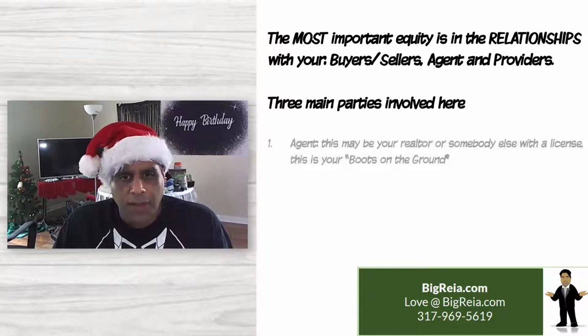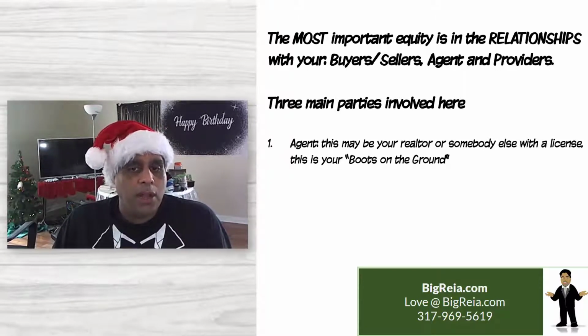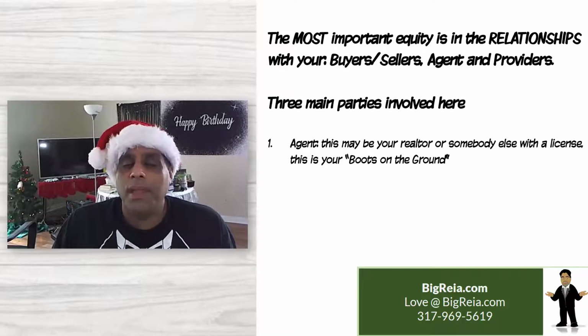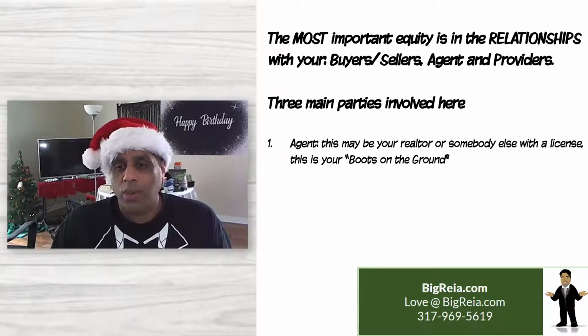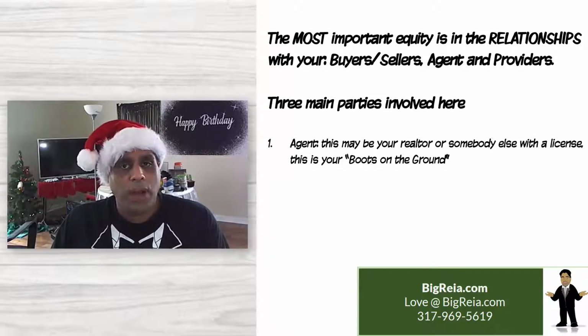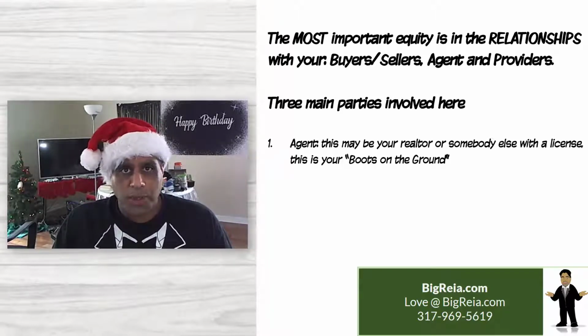3 main parties involved here. Agent: it could be a realtor, maybe it's your realtor, but it's somebody that has a real estate license. So it could be your property manager as well, or somebody that works for your property manager. This is somebody with the license. This is going to be your boots on the ground. This is the first person we have, our agent.